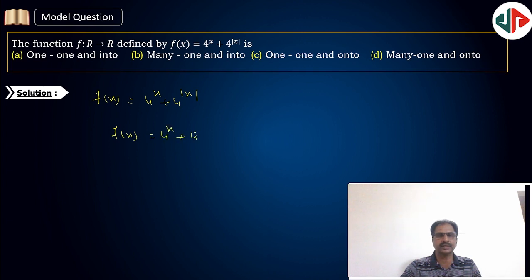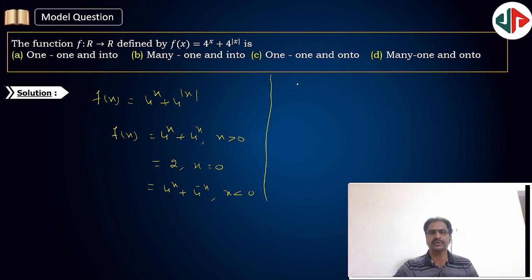Mod x can be written as x when x is positive. If x is 0, 4 power 0 plus 4 power 0 is 2. When x is negative, mod x should be written as minus x. So what are the three values for f of x? One is 2 into 4 power x when x is positive, 2 when x is equal to 0, and 4 power x plus 4 power minus x when x is less than 0.